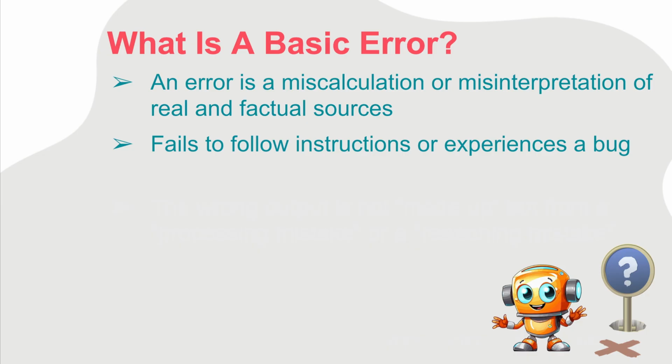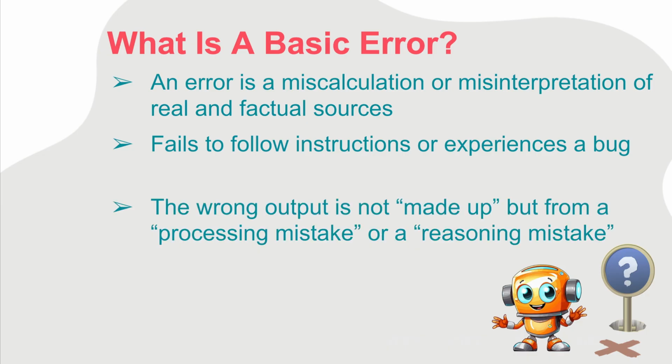So to sum up, if the wrong output is not made up, but just from a processing mistake or a reasoning mistake, that's a basic error. But if the wrong output is from using some non-existent or made-up fact, that's a hallucination. So hopefully with that, it becomes crystal clear what exactly is a hallucination and what exactly is a basic AI mistake.